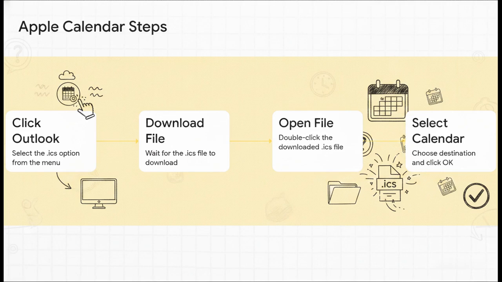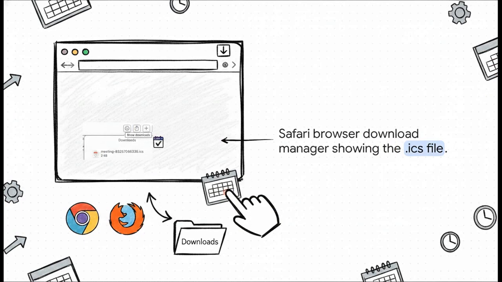Step 1, like we just said, is clicking that Outlook.ics button. Step 2, this triggers a tiny little file to download directly to your computer. Step 3, you locate and open that file. And step 4, you just confirm exactly which calendar you want the event to live on. Let's picture steps 2 and 3 in action.